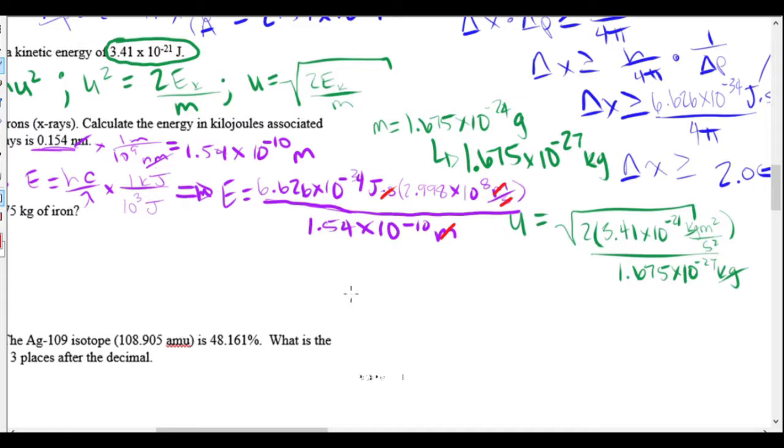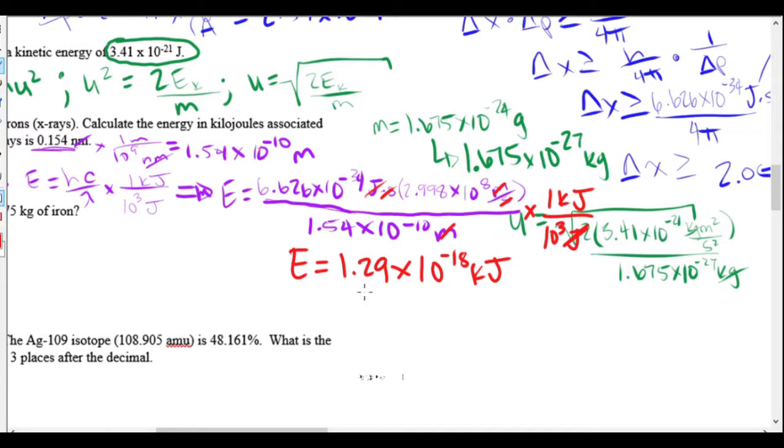I'm not going to write this part in because I'm running out of space. I guess I can write it over the top. So times 10 to the 3 joules in 1 kilojoule. So our energy then is going to be, joules will cancel, kilojoules, and our energy will be 1.29 times 10 to the negative 18 kilojoules. You'll get 1.289 something, it keeps going. You want to make sure you round up because you only have 3 sig figs right here. Okay.